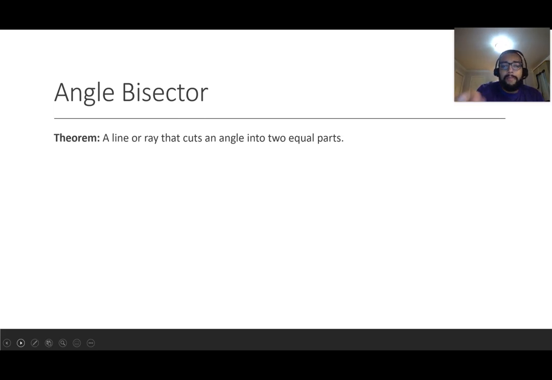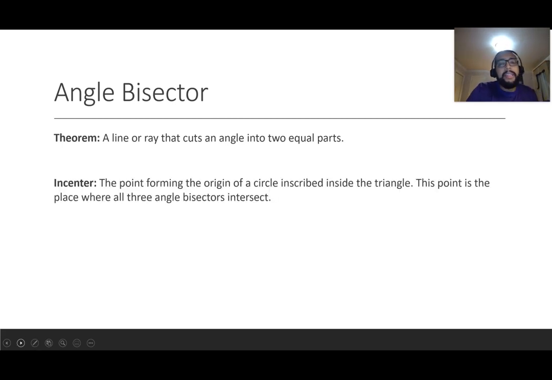And the last big thing we covered this semester was angle bisector. With angle bisector, we did cover the Pythagorean theorem beforehand. But an angle bisector is just a line or a ray that cuts an angle into two equal parts. And then the incenter. That's the place where all three angle bisectors meet.